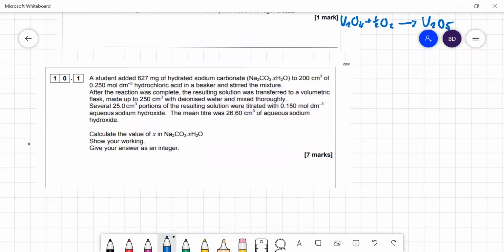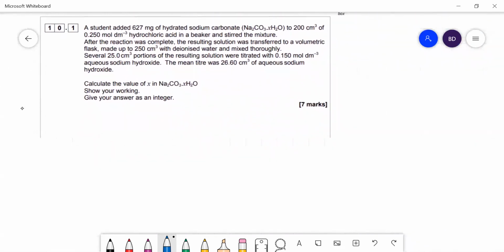Now, this last question, a 7-mark titration, is a pretty challenging question. As you say, it's a so-called back titration, so let's see why we call it back titration and what happens here. It says we've got to find out the water of crystallization in sodium carbonate. So we first of all start off with a beaker of hydrochloric acid, and the concentration of that is 0.25 mol per decimeter cubed, and we have a volume of 200 centimeters cubed of that.